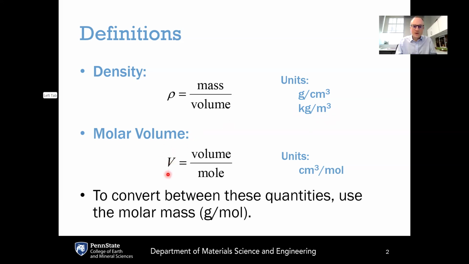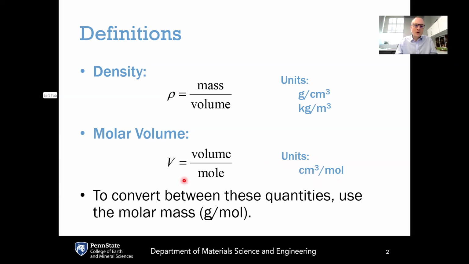The molar volume here is denoted V, and this is how much volume 1 mole of the material makes up. Sometimes it's more convenient to discuss in terms of density. Sometimes it's more convenient to discuss in terms of molar volume. And so it's important to be comfortable with using both of those. The units here for molar volume are usually centimeters cubed per mole. So it's the amount of volume that 1 mole of the material makes up.